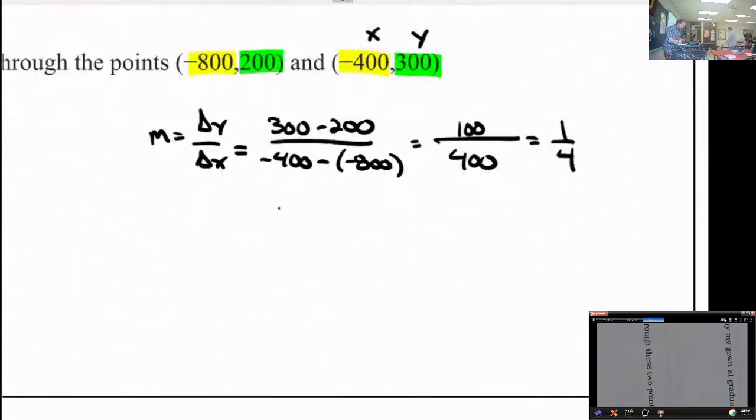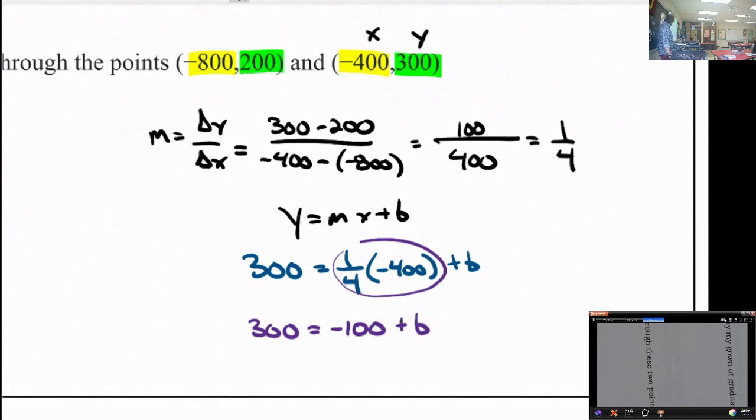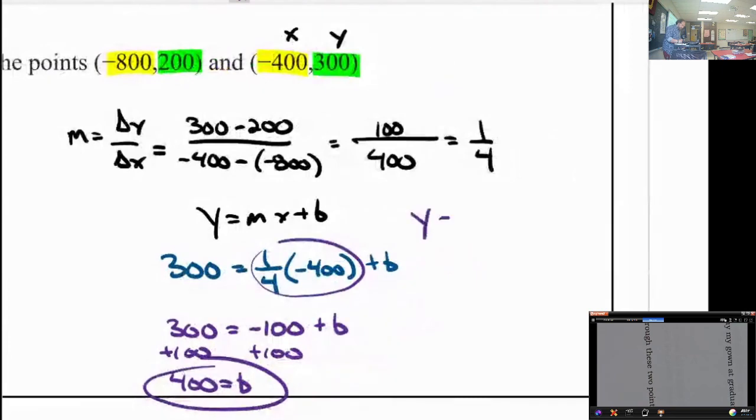So, if we're going to write y equals mx plus b, we can replace the y with 300. We can replace the slope with 1/4, and we can replace the x with negative 400. And this is actually really nice for us because 1/4 times negative 400 becomes negative 4. Or, hang on, I'm not right about that. Negative 100. 400 divided by 4 is 100. And then all we got to do is add that 100 over, and we will get 400 for B. And now we're pretty much done because we know what M is, we know what B is, so we can write the equation. Y equals 1/4 times X plus 400.